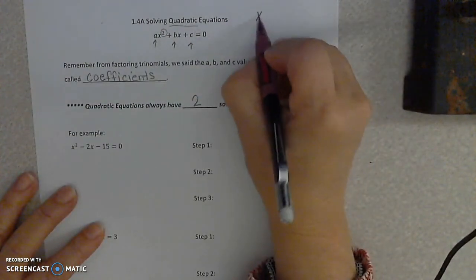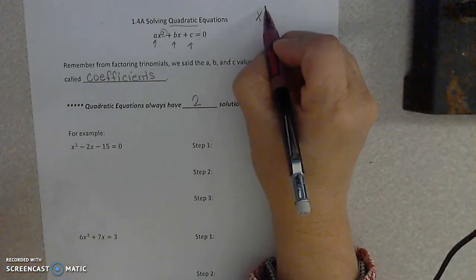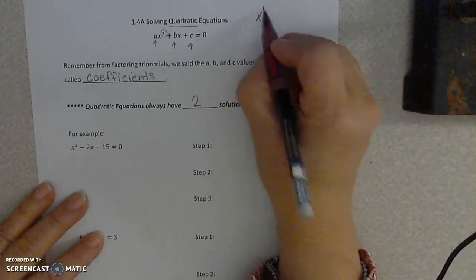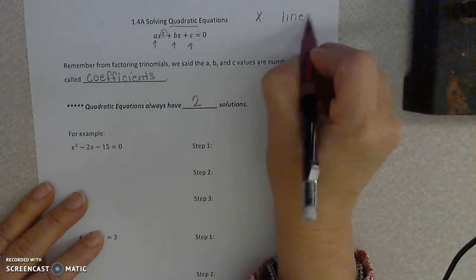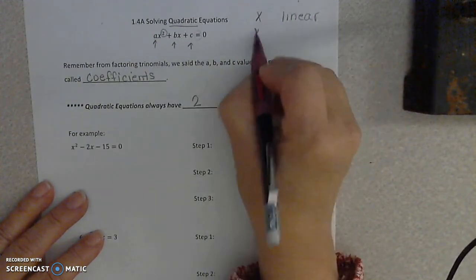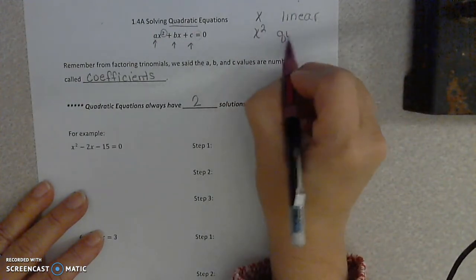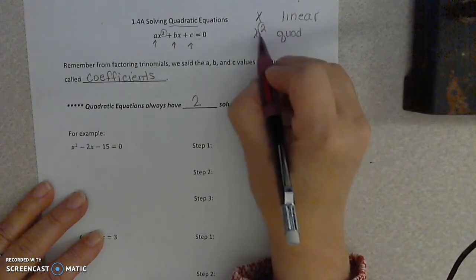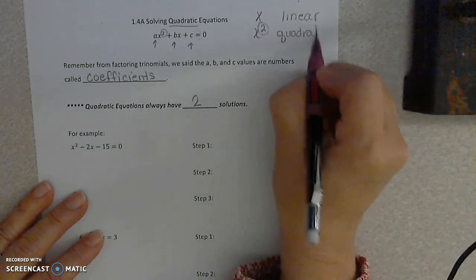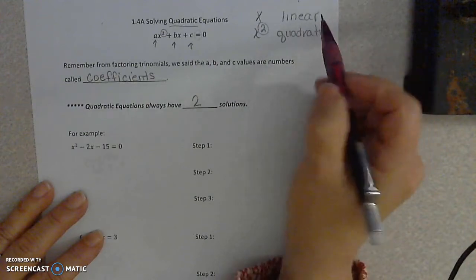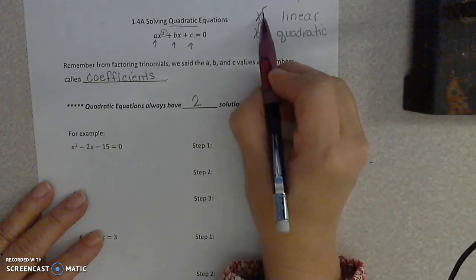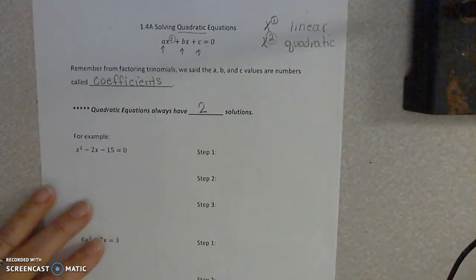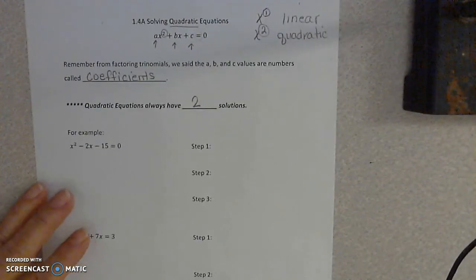So we know that anything with x or y or z or whatever your variable is to the first power is a linear equation. X squared means quadratic and also 2 solutions. For that matter, linear equations have 1 solution. Whatever the power of the variable is, that's how many solutions you're going to have.